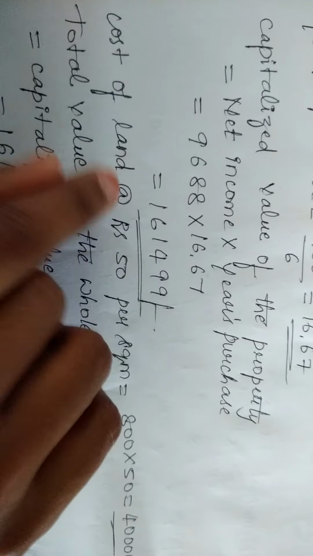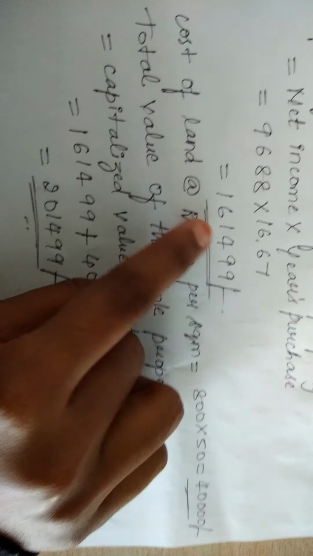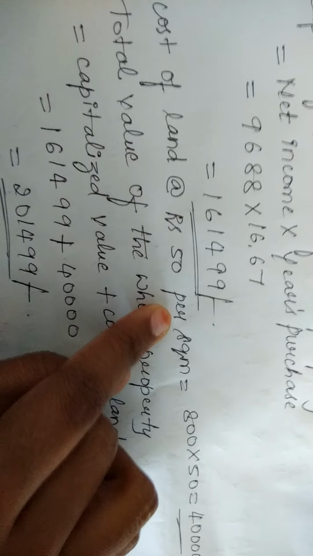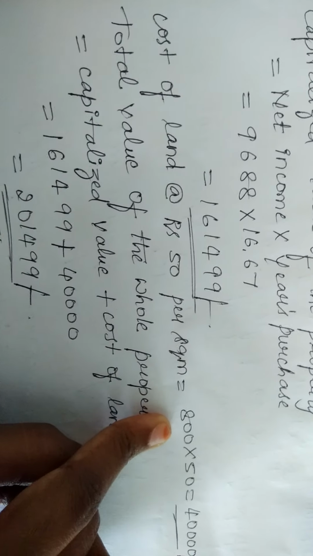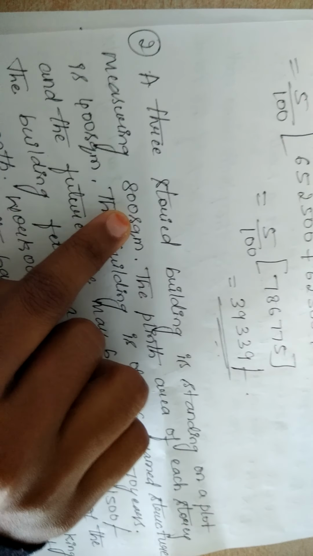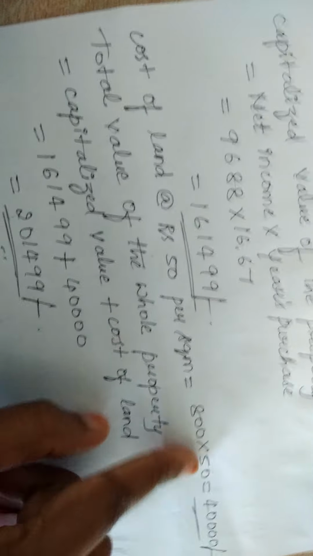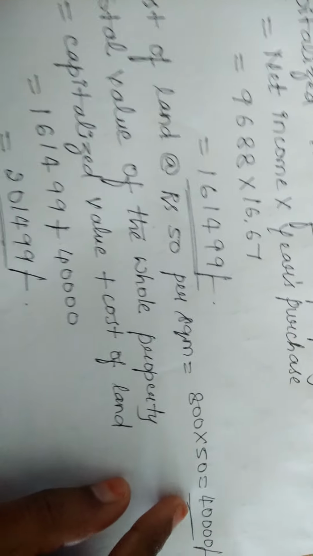1,61,499 rupees. Then similarly, you consider the cost of the land. In the question, it is clearly said that the cost of the land may be taken as rupees 50 per square meter. So the cost of the land at the rate of rupees 50 per square meter will be 800 into 50. This 800 represents the area of the land, as it is clearly said that the plot area is 800 square meters. Hence we multiply 800 with 50 and you will get a value of 40,000.